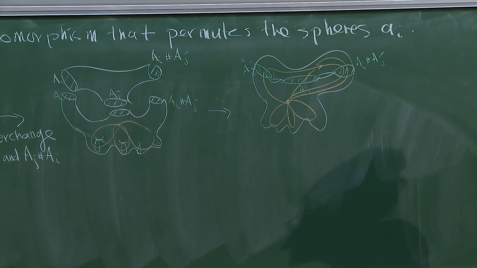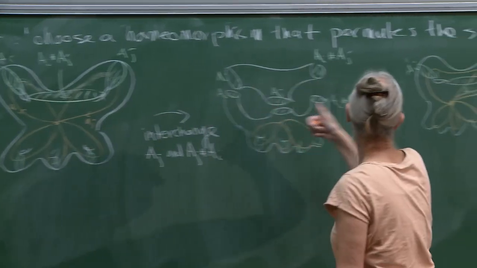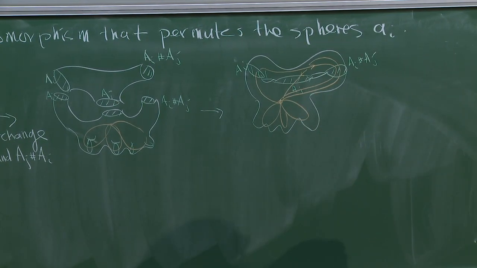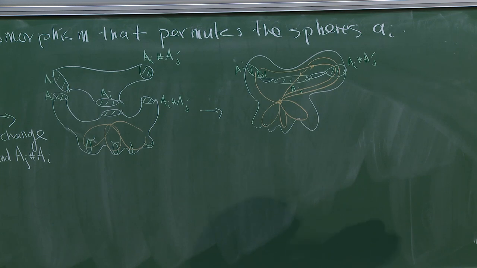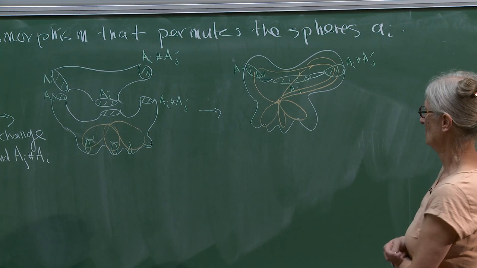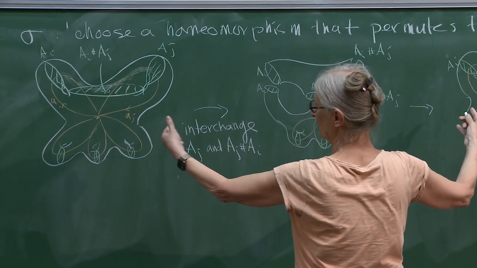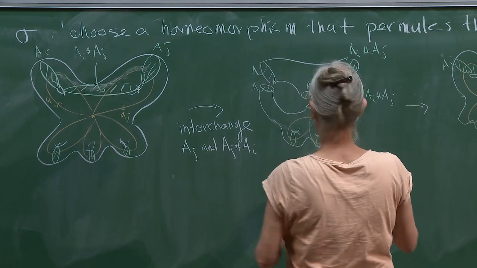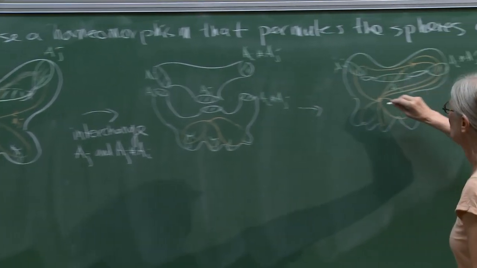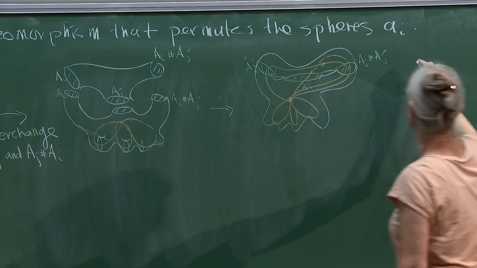Okay, so can you see that? So this orange, when I did this twist and then did this, this is what happened to the orange graph. So if I think of this as the same manifold as this, with those things switched, then what happened is the AI sphere got mapped to the AI plus AJ sphere.